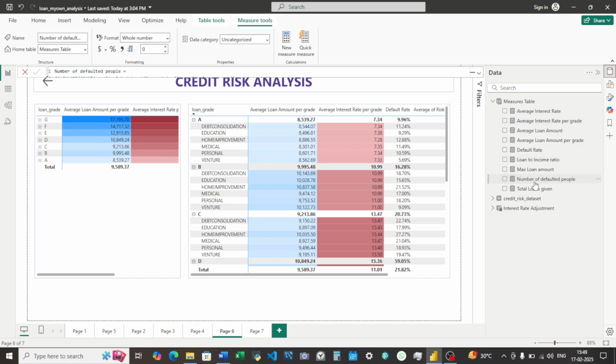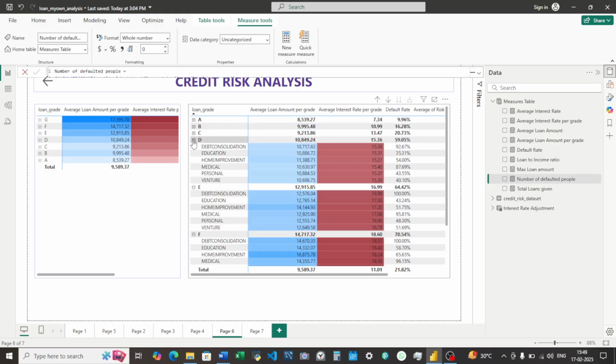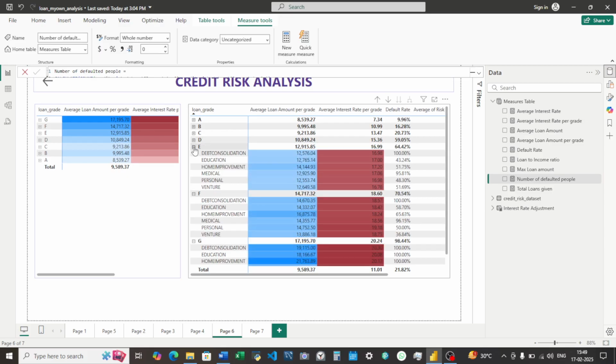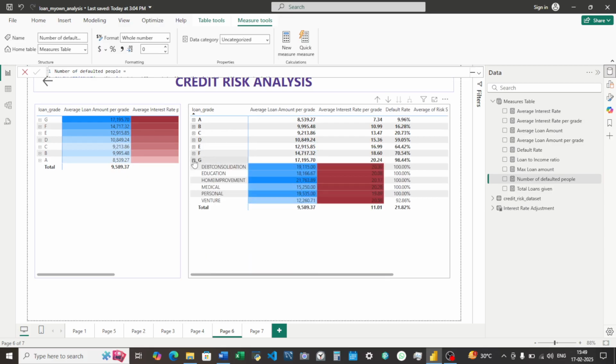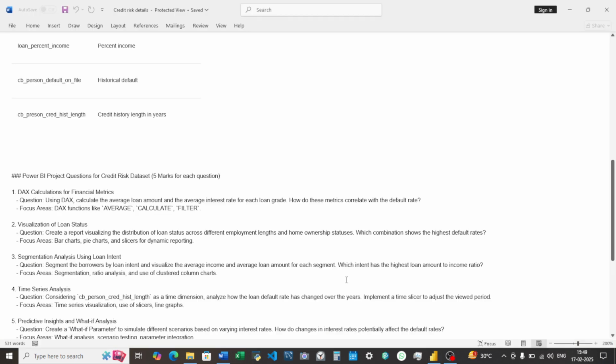I put all these measures into a matrix visual and found that as the loan grade increased, the average loan amount increased positively, and the average interest rate per grade also increased and the default rate also increased. So the loan grade to which the loan belonged matters to the default rate. As the loan grade increased, default rate increased because the interest rates too increased. That's your answer to question 1.